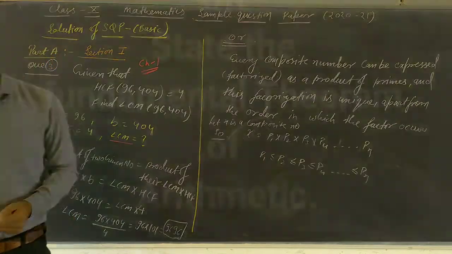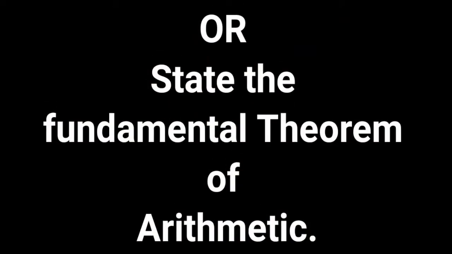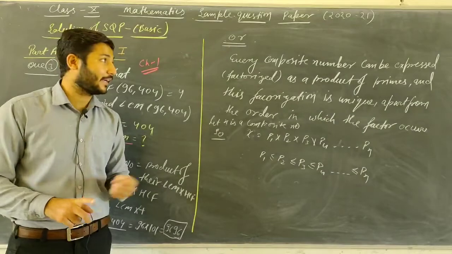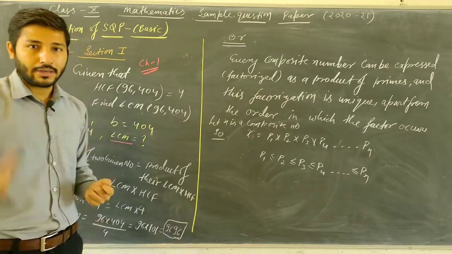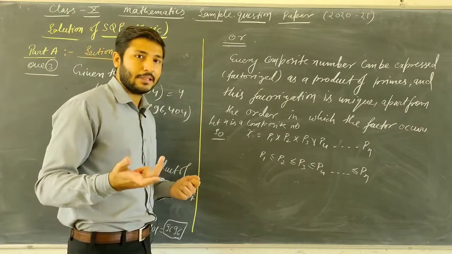After this, in the question, the third part, the second part is also given. So what is given in this case? State the fundamental theorem of arithmetic. You have to write the statement of the fundamental theorem of arithmetic, which I have already written here. What is the statement of the fundamental theorem of arithmetic?